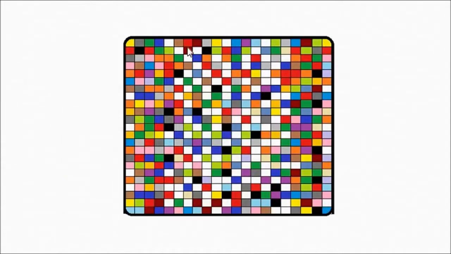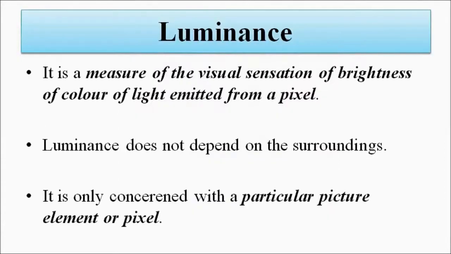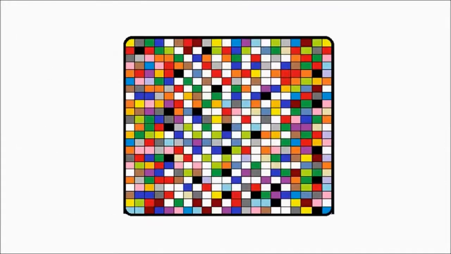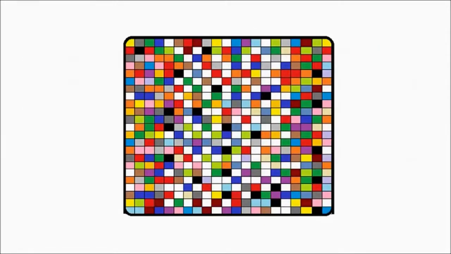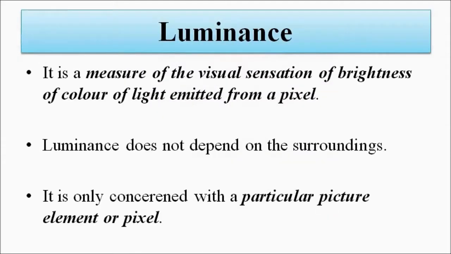Let's say the whole thing is divided into horizontal and vertical pixels. So the amount of light coming from each of these pixels is different. So the luminance of each of these pixels is different. It is only associated with that one particular picture element, not with the whole, overall thing. Luminance is associated with one picture element or pixel, the brightness of that one pixel.